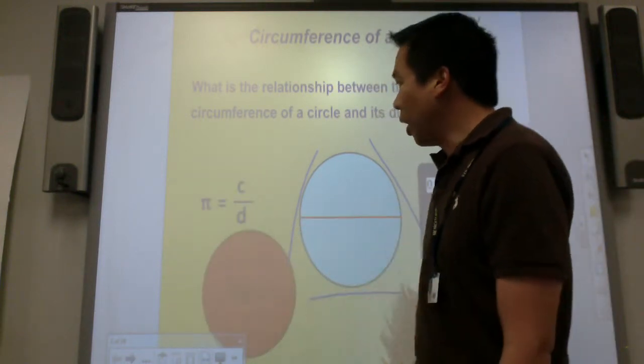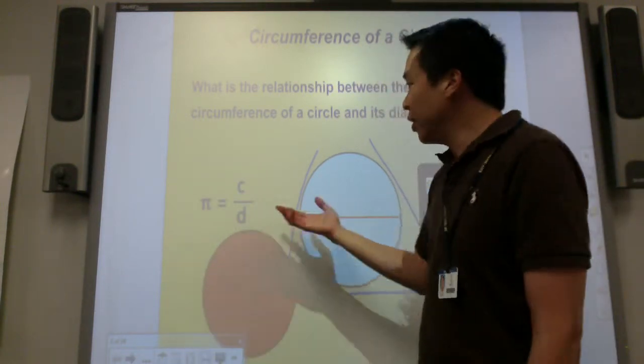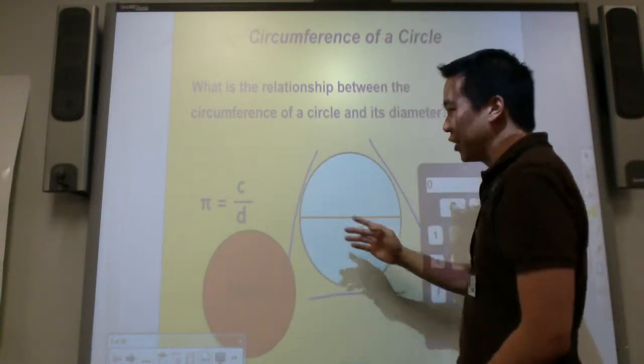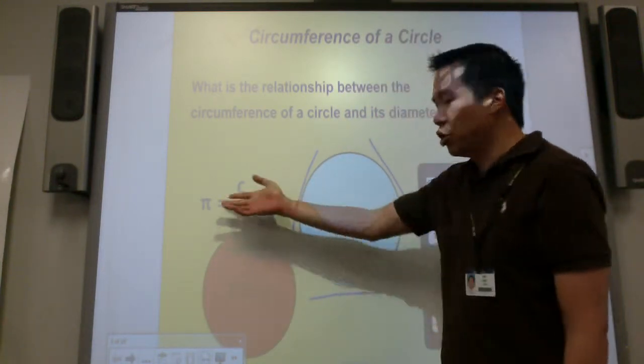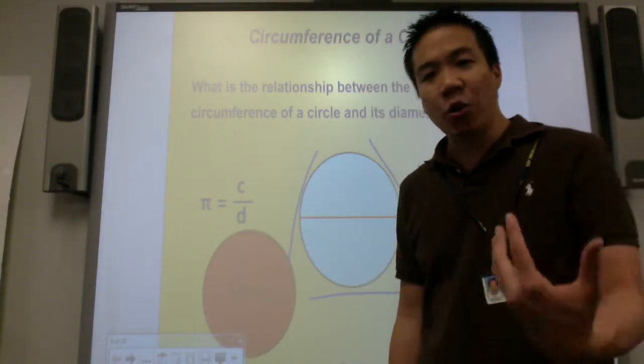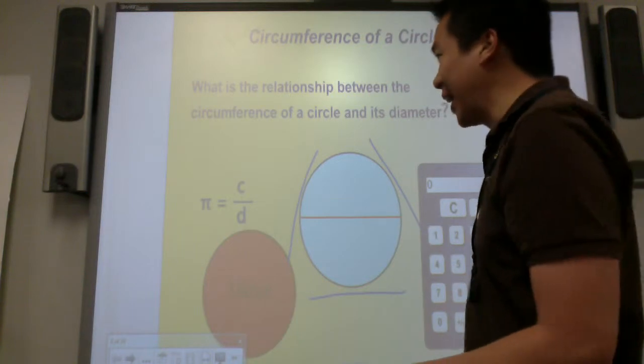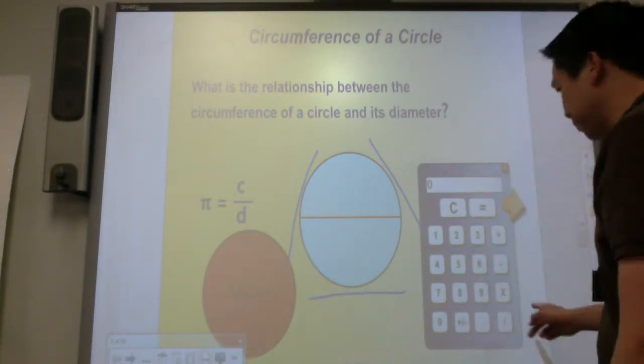So pi: if you measure the circumference and you divide it by the diameter, you will get about 3.14, or 3. So about 3 diameters will make a circumference. That's the relationship.